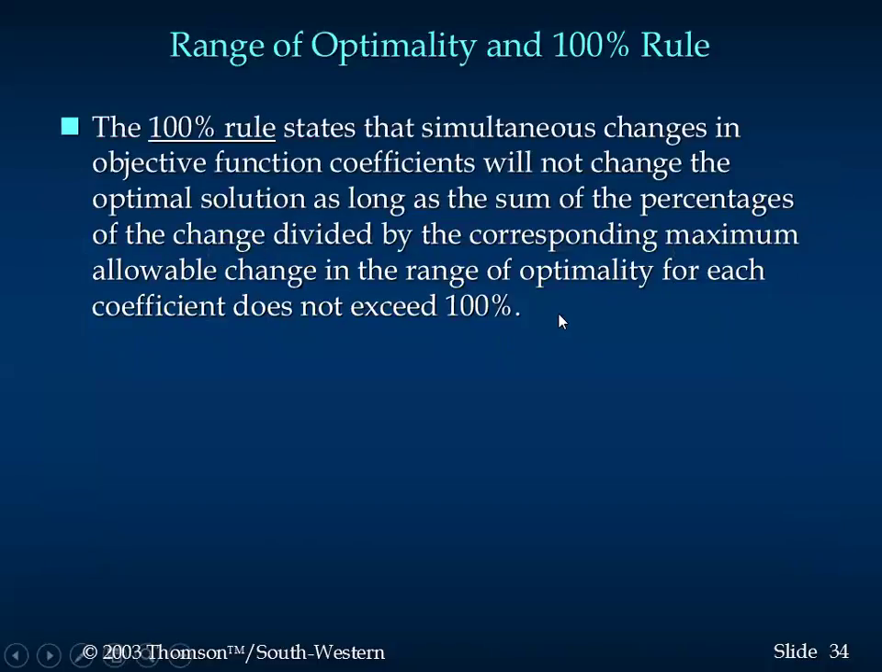Okay. Now, so far we were talking about changes in these things. But the 100% rule looks for simultaneous change. So, for example, suppose we had two changes happening together.